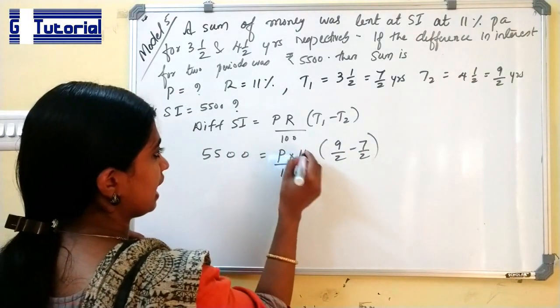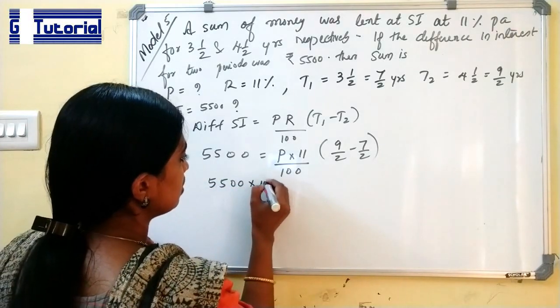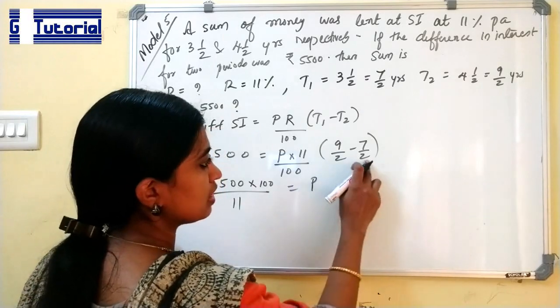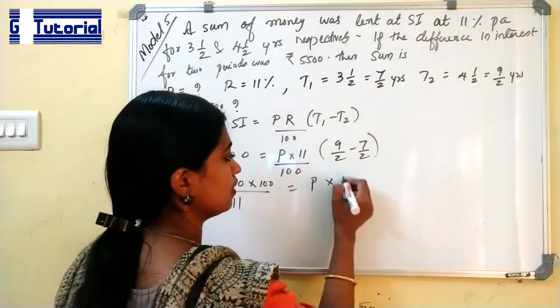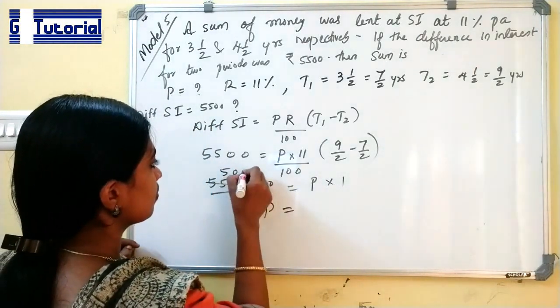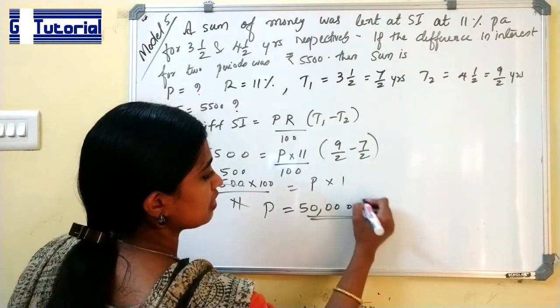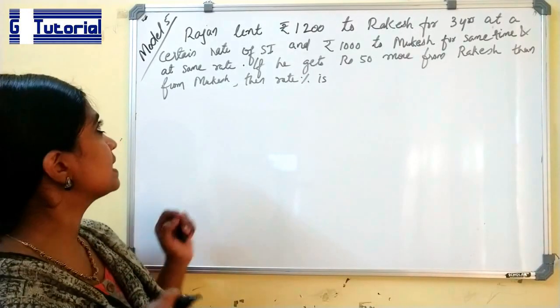So we can cancel. 5500 into 100 divided by 11 is equal to P. 9 by 2 minus 7 by 2 is 9 minus 7 is 2. 2 by 2 is 1. So value of P is 50,000 rupees. It is the value of principal. Next question. This is the next question.